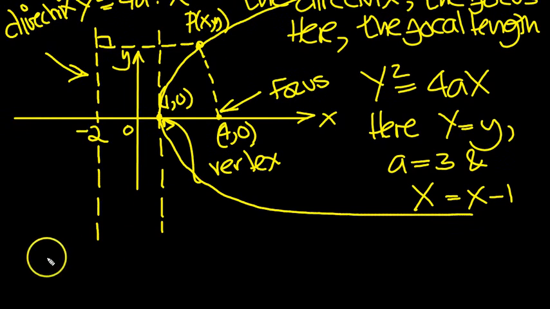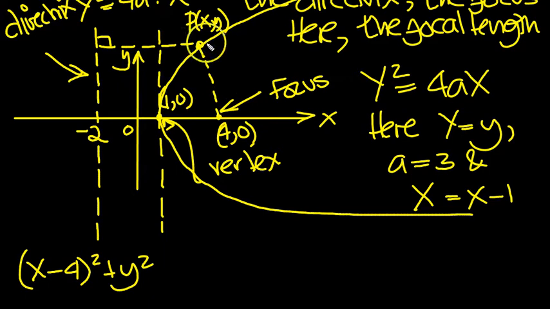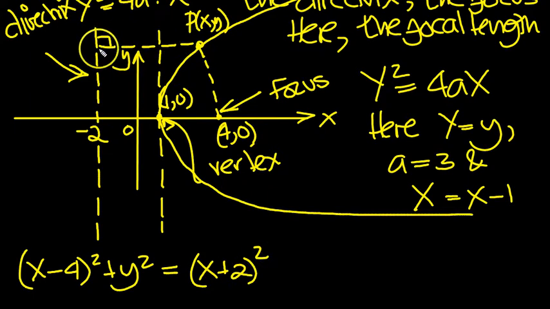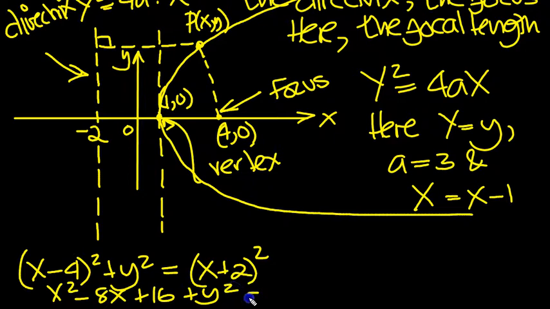So here we've got (x minus 4) squared plus y squared, that length there squared, and this would be (x plus 2) squared. x plus 2 is the total length, isn't it, squared, because it's just that distance from here to here. From x to minus 2 is x plus 2 as a distance. So this gives us x squared minus 8x plus 16 when you expand the bracket, plus the y squared equals, and then expand this bracket, x squared plus 4x plus 4.